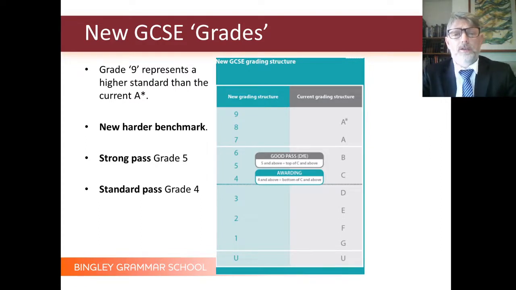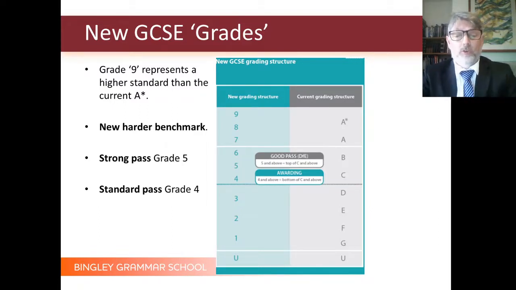I'm going to start out with a little bit about the new GCSE grades. The reason being that when most parents did their GCSEs, it was the old-fashioned A star to C, or even simply the A to C that was the standard pass at GCSE. We've now got a slightly different system because we've got numbers instead of letters, and we've now got two different types of passes. The old-fashioned C is now split into a grade 4 and a grade 5. The B is also split into a grade 5 and a grade 6.